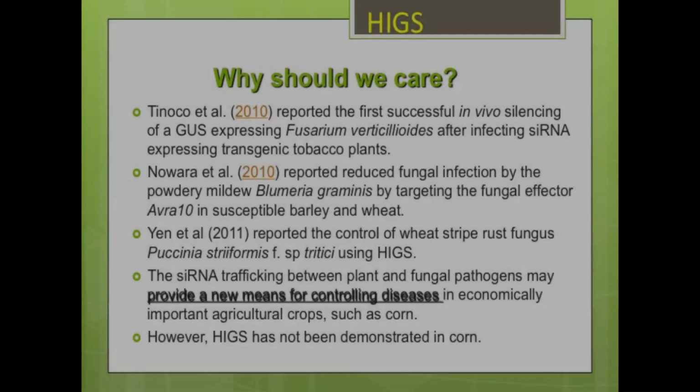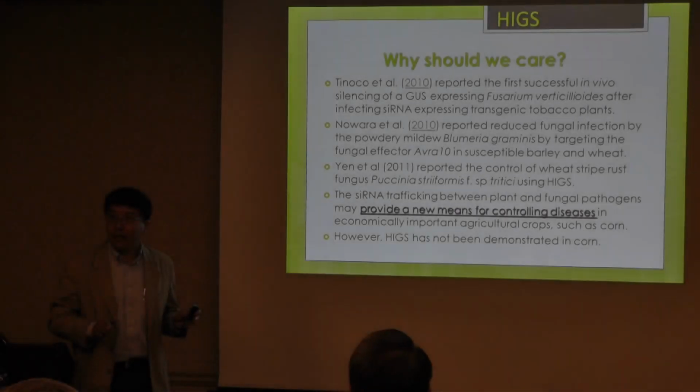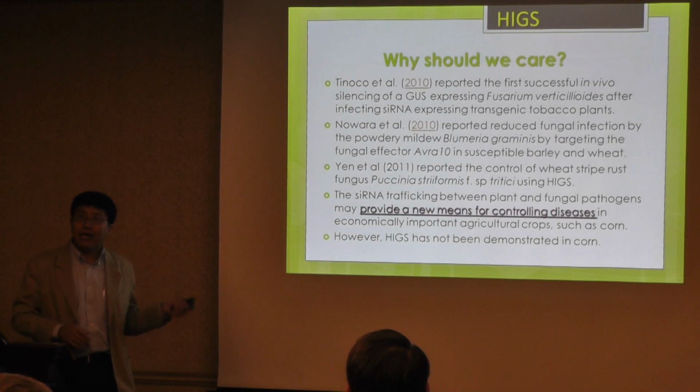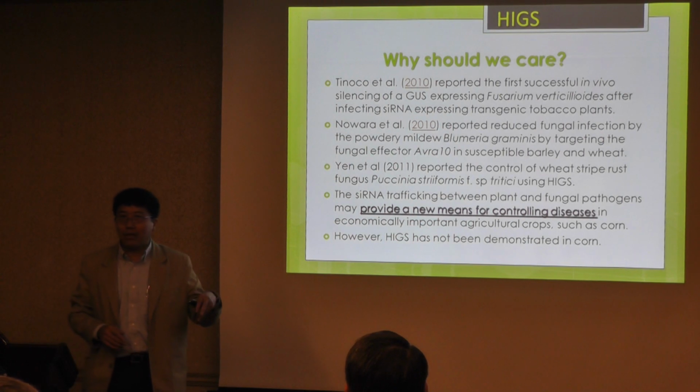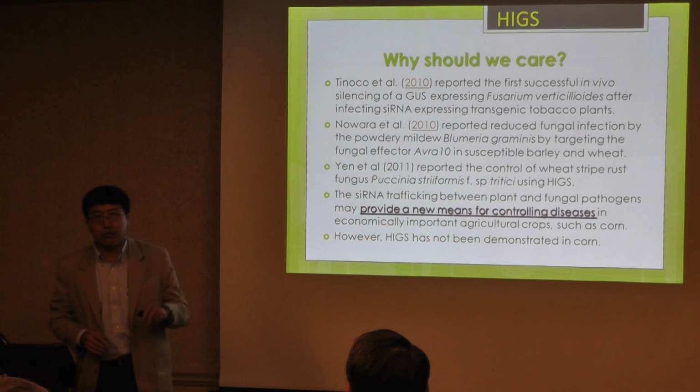This Fusarium has aflatoxin expressed inside normally. So once they infect the transgenic tobacco plant, they find out the aflatoxin inside the Fusarium is not expressed. If they put the same Fusarium species on the non-transgenic tobacco plants, the aflatoxin was expressed normally. So their conclusion is the small RNA expressed in the tobacco plants can travel out of the tobacco, get into the Fusarium, and knock down the expression of the aflatoxin in the Fusarium.